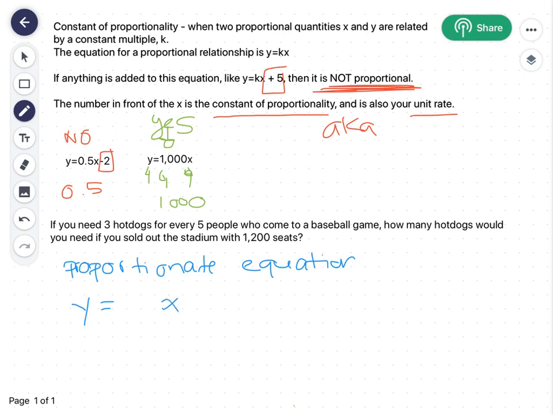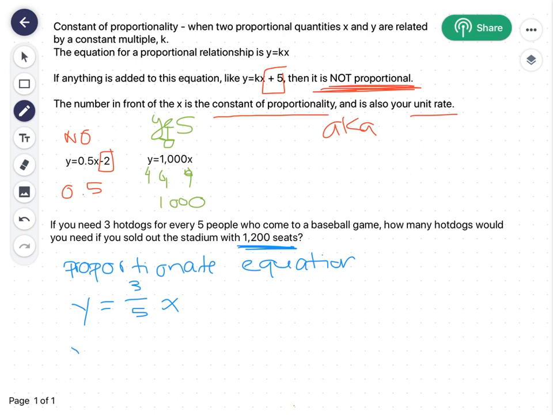So, like I said, the something x, the k, is our constant of proportionality. It's also our unit rate. So how many hot dogs do we need per people? So we know that it's 3 per 5. That's our constant of proportionality. So in order to find out how many hot dogs we would need for 1,200 seats, we would just put that in for x. Now, why do we put it in for x?